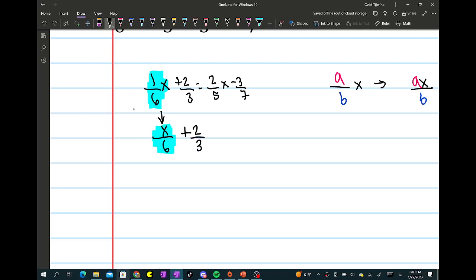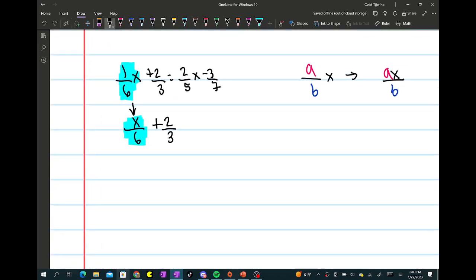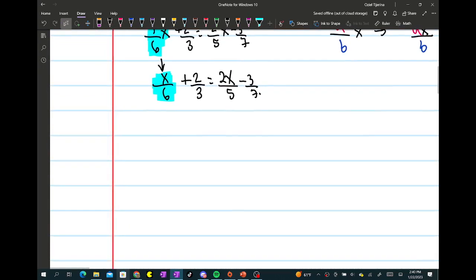Whatever way you find easier is best. I really recommend this way because just having it next to the fraction like that, it can be very confusing. So then I'm doing that, and then we're just rewriting it this way. And then the next thing that we're going to do is the same thing to this. So I'm going to bring the x on top, and it's going to be 2x over 5 minus 3 over 7.